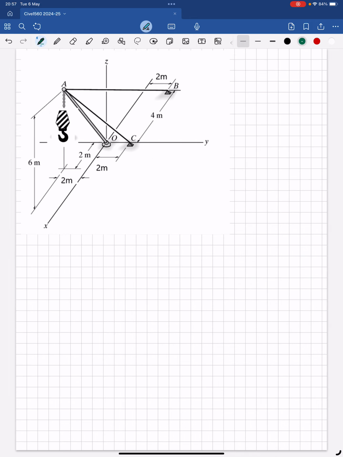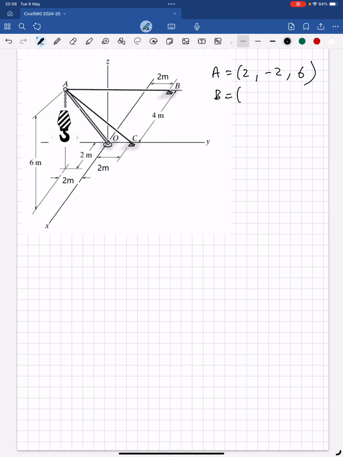So how do we go about doing this? Well, the first thing we need to do, on any question involving geometry, is to write out the coordinates of all the points we know. Now we know that A is equal to (2, -2, 6). Be sure you know this. This is absolutely key. You need to get these coordinates right, so let's do them carefully. B is equal to (-4, 2, 0). C is equal to (0, 2, 0).